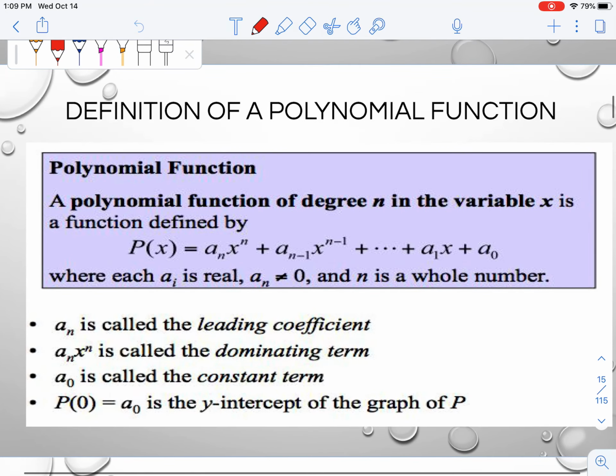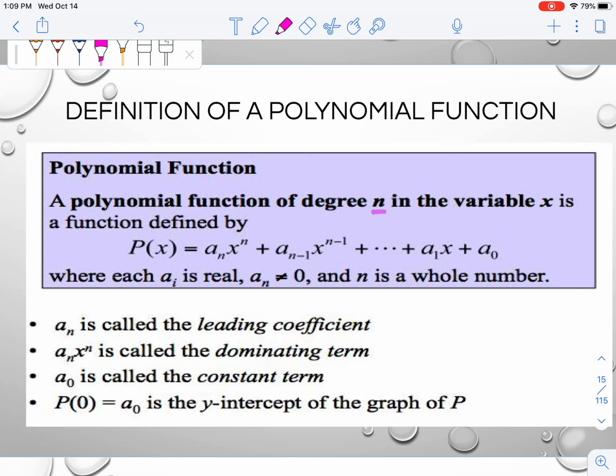So let's first start with the definition of a polynomial. This is a very formal definition, but a polynomial function of degree n in the variable x is a function defined by p of x equals a sub n times x to the nth plus a sub n minus 1, x to the n minus 1, plus so on and so forth, all the way until we get to a sub 1, x to the first power, and a sub 0 or a naught, which is our constant term.